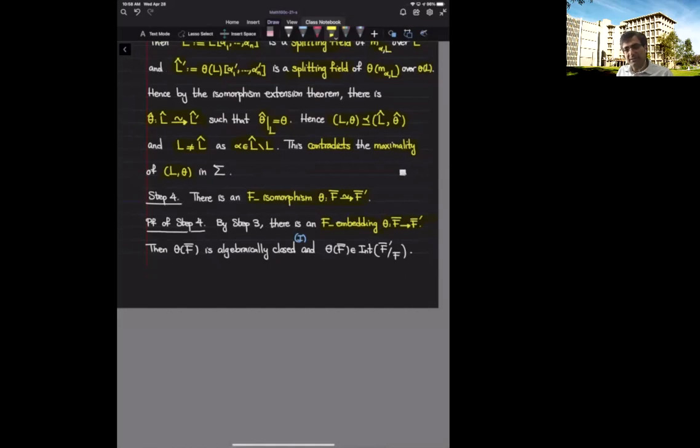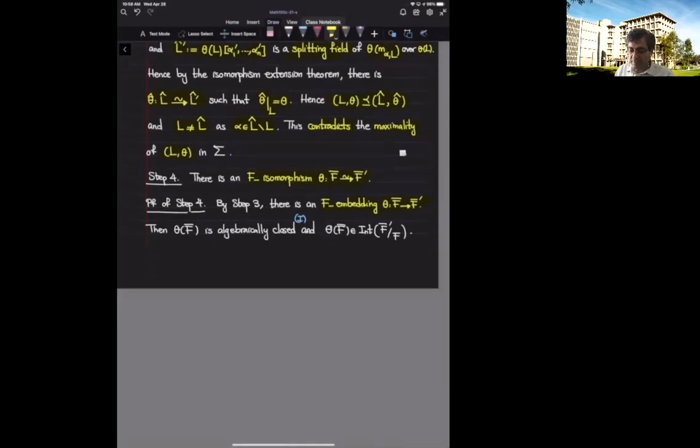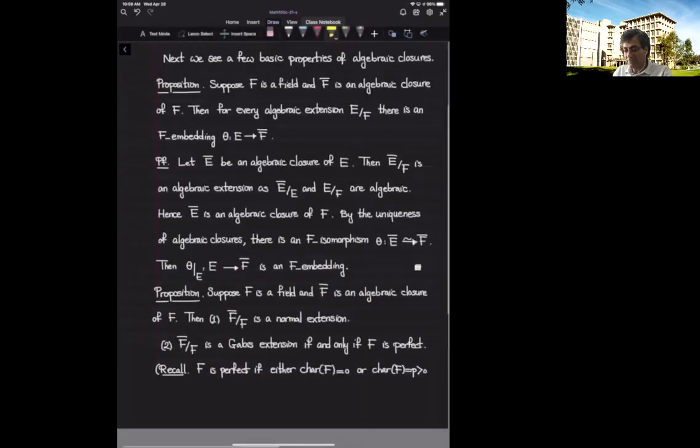Because F bar is algebraically closed, every field that's isomorphic to it is also algebraically closed. That means that theta of F bar, the image of theta, is algebraically closed. But F bar prime is algebraic over F. So if I give you an intermediate subfield of F bar prime over F, F bar prime would be an algebraic extension of that field as well. So theta of F bar is an intermediate subfield. That means F bar prime is an algebraic extension of theta of F bar.